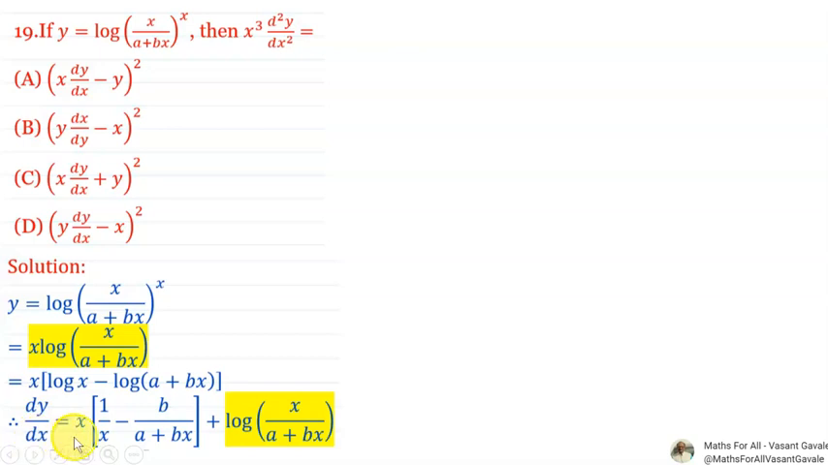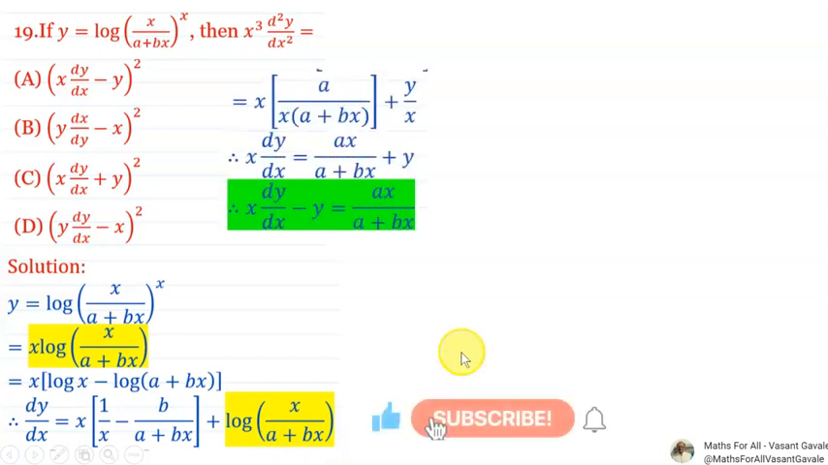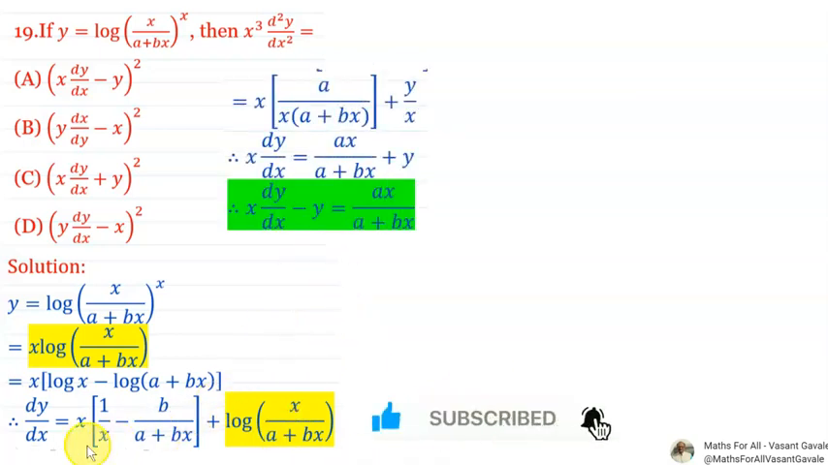Therefore, dy by dx is equal to x times the derivative of log of x, which is 1 upon x, minus the derivative of log of a plus bx, which is 1 upon a plus bx into derivative of a plus bx. Okay, the derivative of a is 0, and the derivative of bx is b. Next, here we have applied the product rule. The derivative of x is 1 and keep this term as it is, that is log of x upon a plus bx. Okay. Next, the simplification is important.